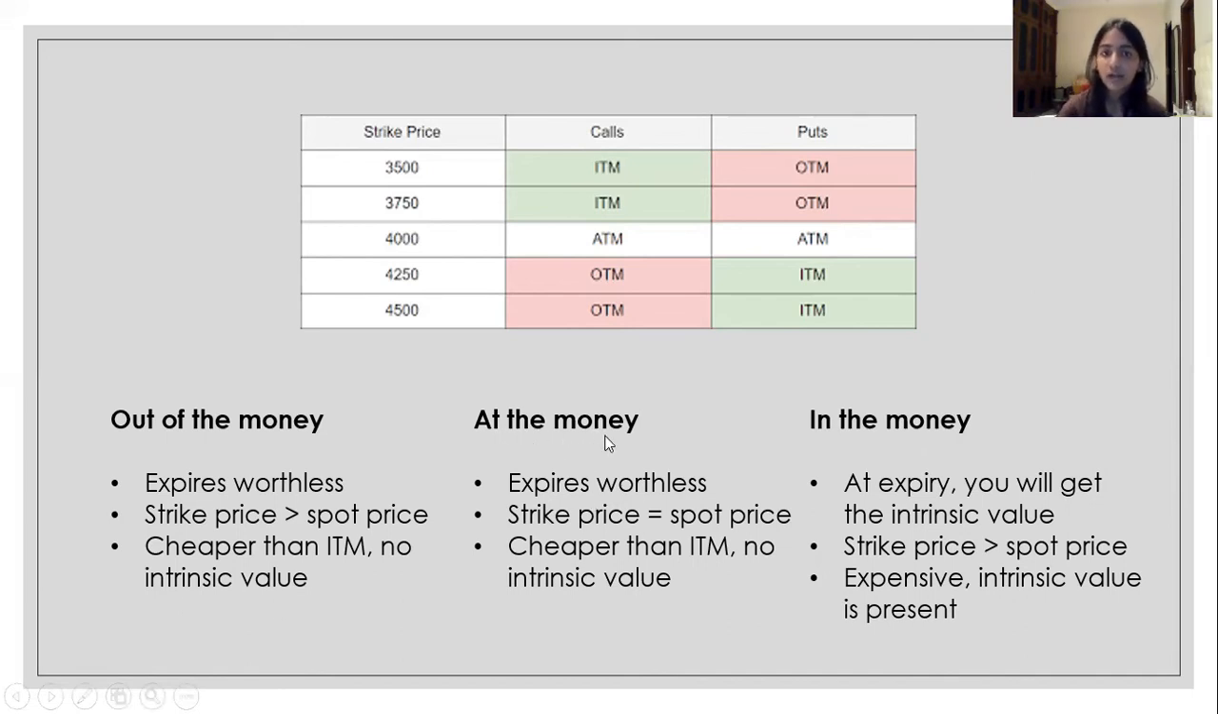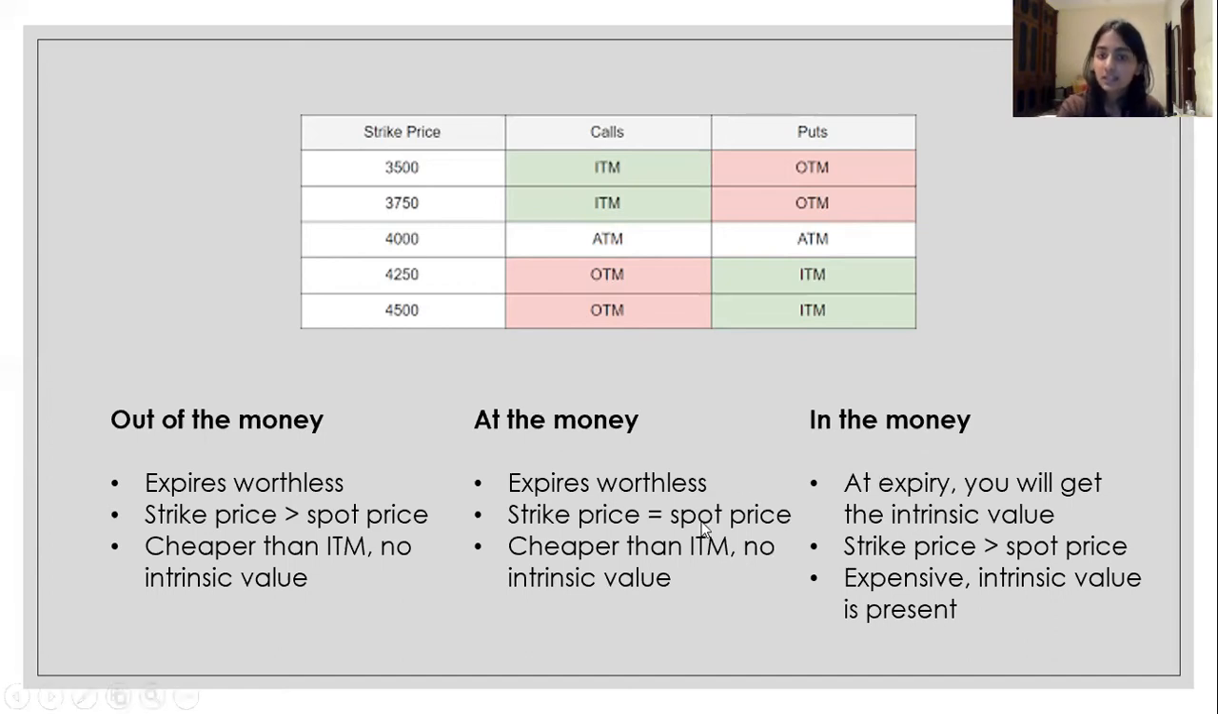ATM option or at the money option. ATM option also expires worthless, as the strike price is equal to the spot price. So if you subtract both of them, the value comes as 0. It is also cheaper than ITM, as there is no intrinsic value present. It only consists of the time value and the volatility value.